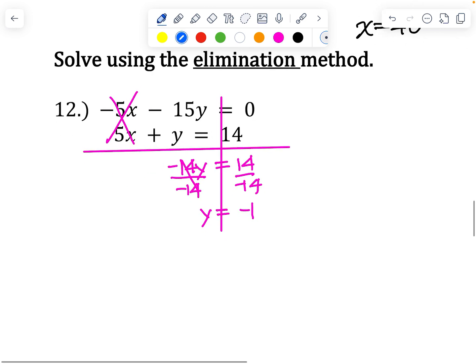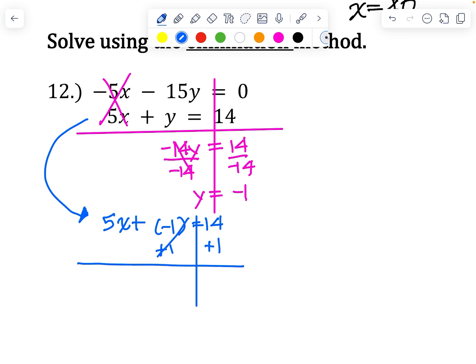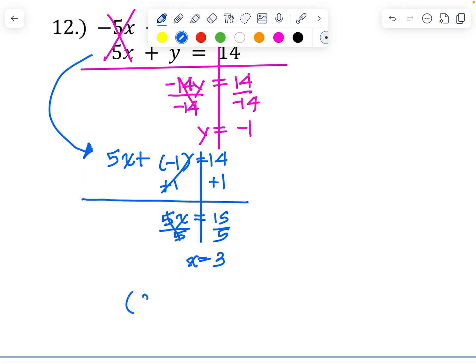Okay. All right. So now I'm going to take, I don't know, this equation, because the first one has too many y's, and solve for x. 5x plus y is negative 1 equals 14. Okay, now we add 1 on both sides. 5x equals 15 divided by 5. X equals 3. Okay, so here are our solutions. 3 for x, negative 1 for y.